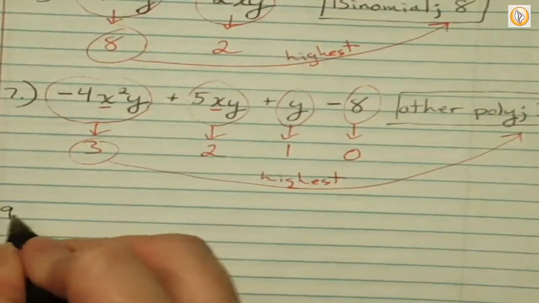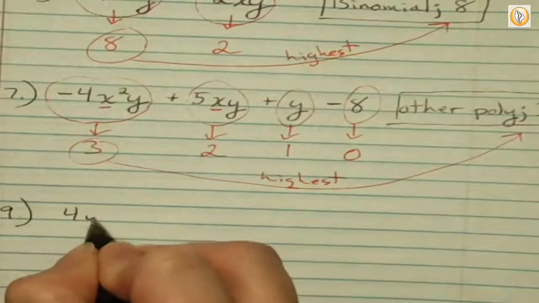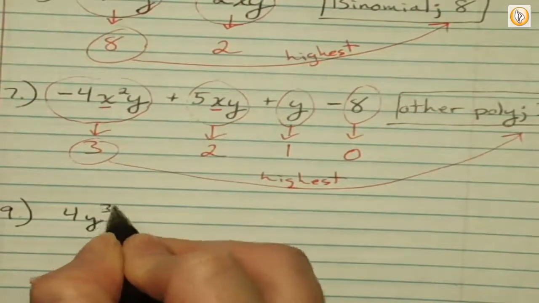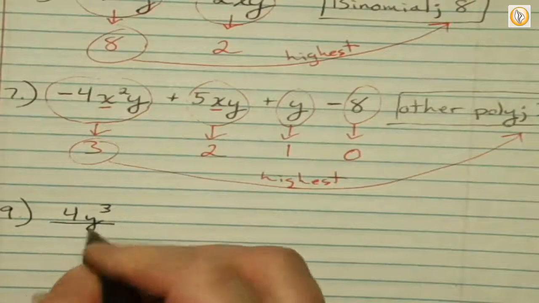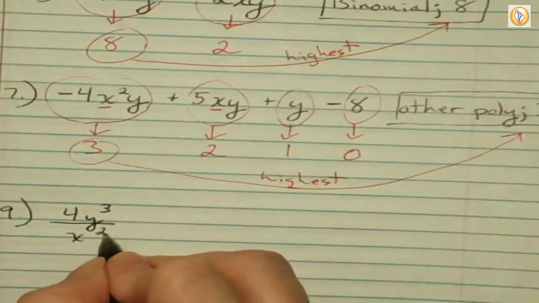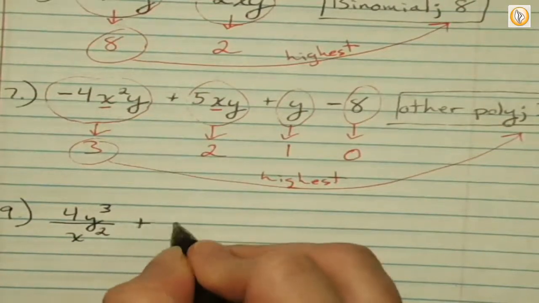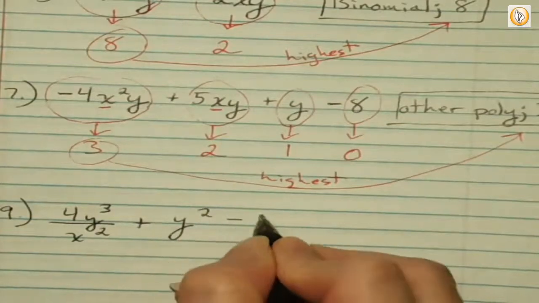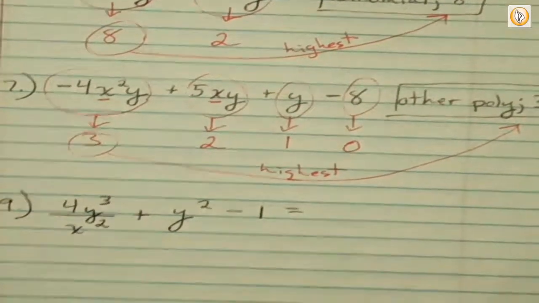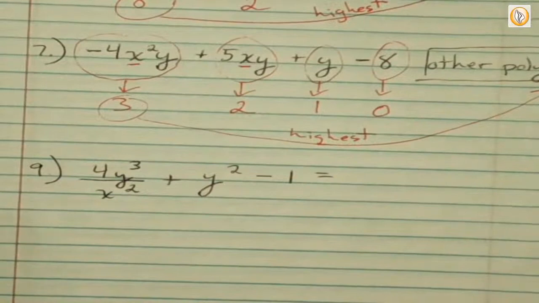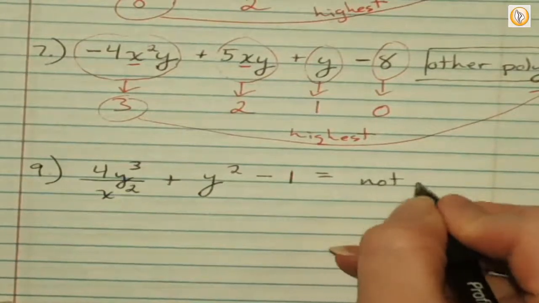9. 4y cubed over x squared plus y squared minus 1. How many terms is this? Or is this even a polynomial? It's not a polynomial. It's a fraction.